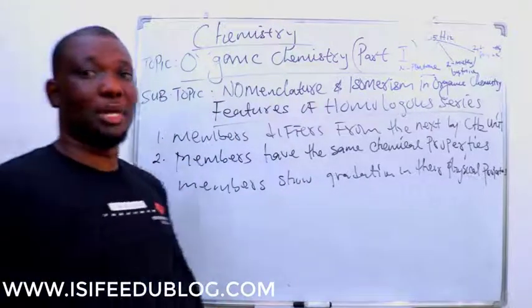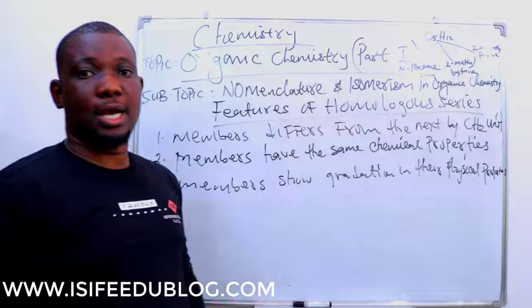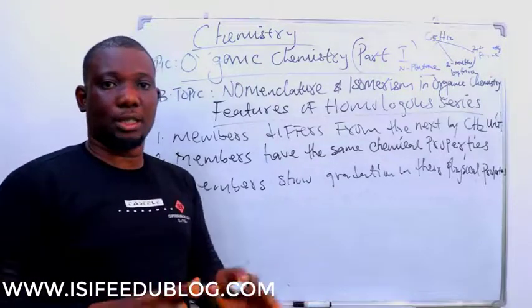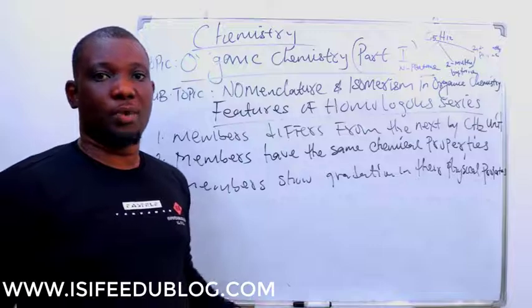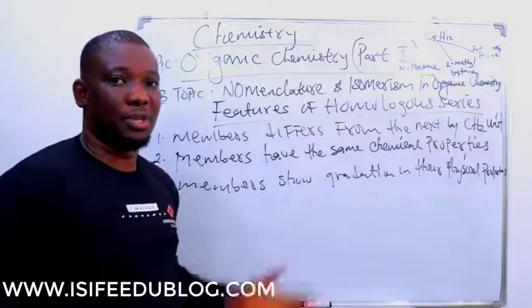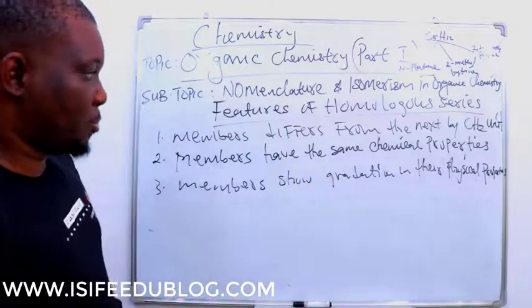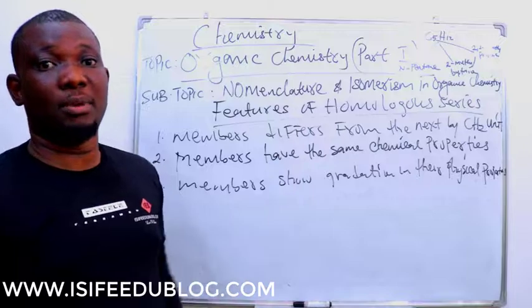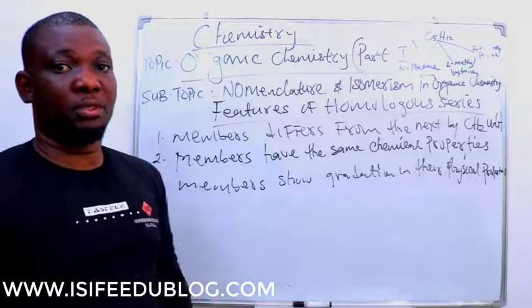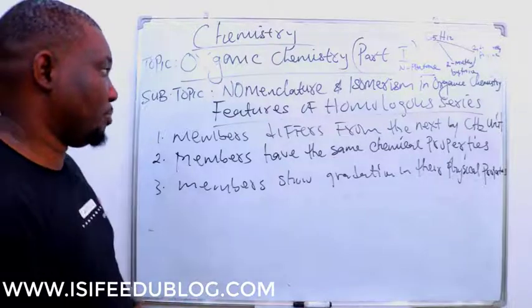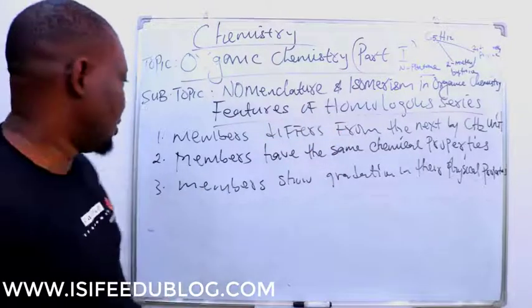That's where you see some members, the lower members, are gases, moderately small members are liquids, while higher members are solids. So these are variations in physical properties, but members have the same chemical properties. You cannot rule out the fact that members show some differences in physical properties, but they have the same chemical properties.